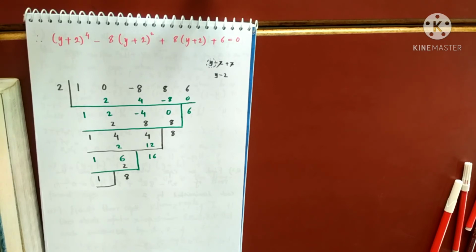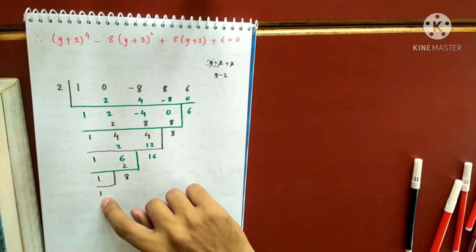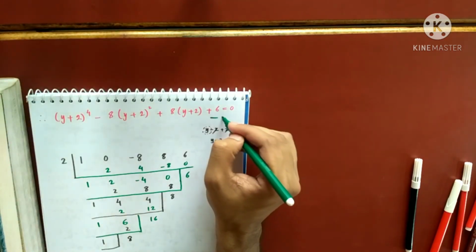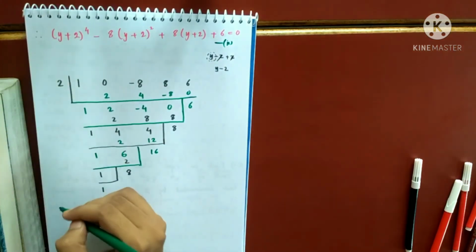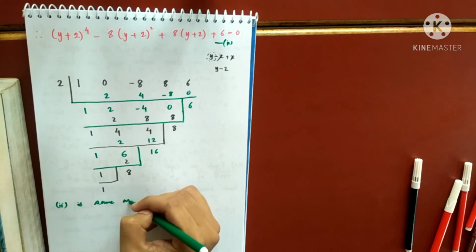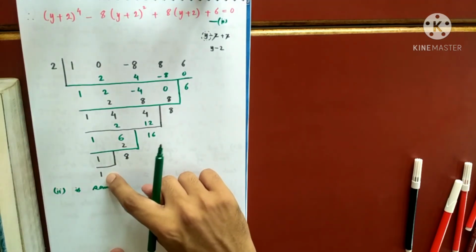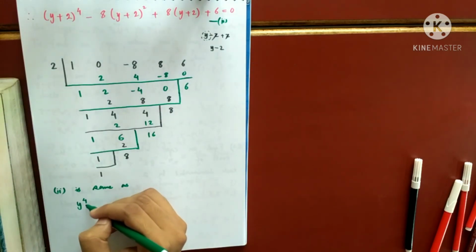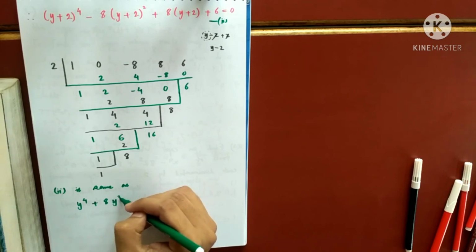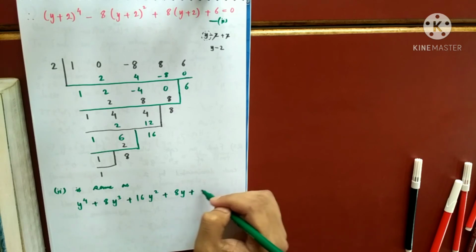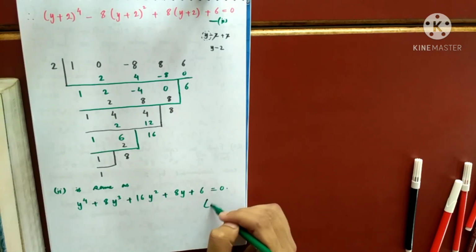So remember what to do on this: first thing you copy. So what to do? We'll write in this manner. That means if this is some equation, write this in this way by taking y. So y to the power 4 plus 8y cube plus 16y square plus 8y plus 6 equals to 0. And this is your transform equation.